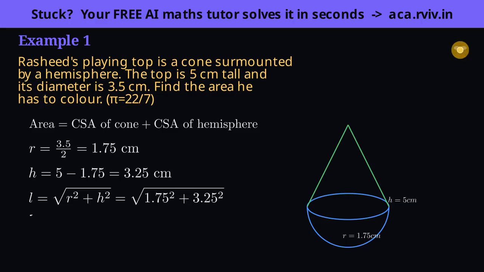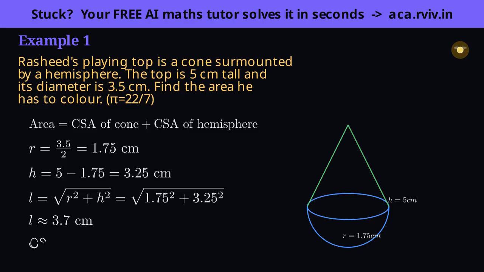Work that square root out, 1.75 squared plus 3.25 squared, all under the root, and it comes to about 3.7, rounding just as the book does. That's our slope length, ready for the surface formula.